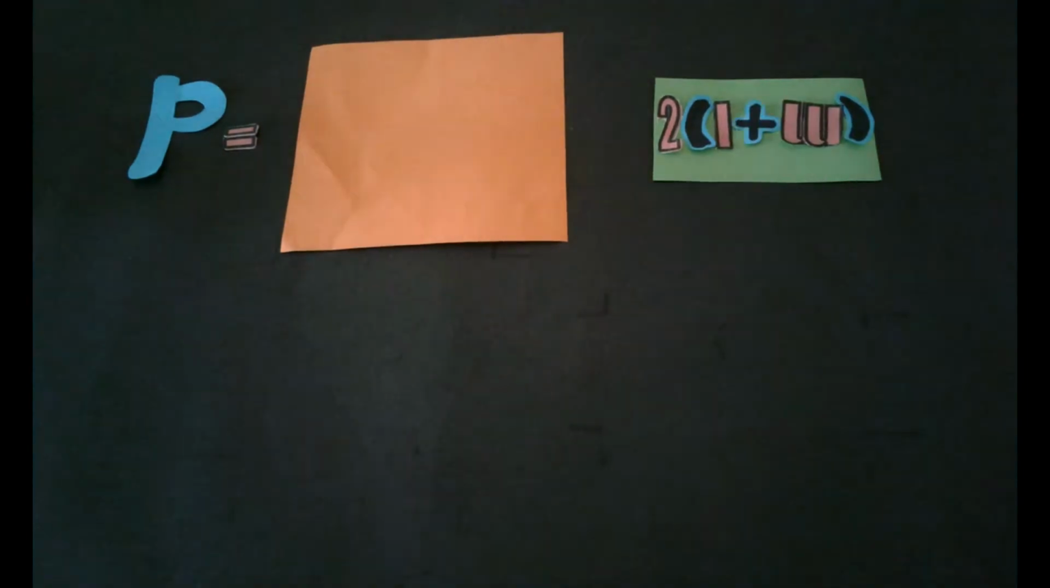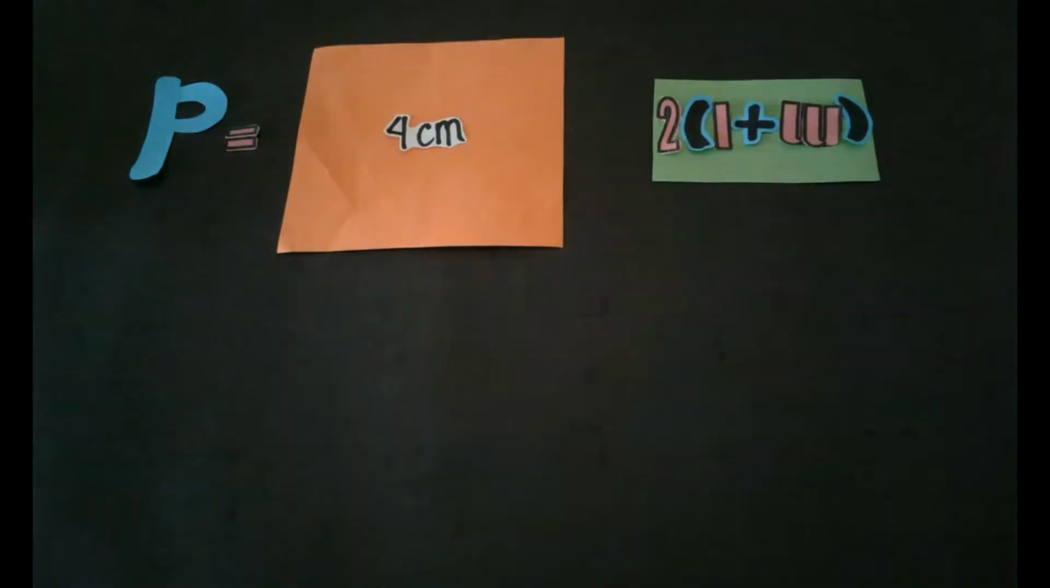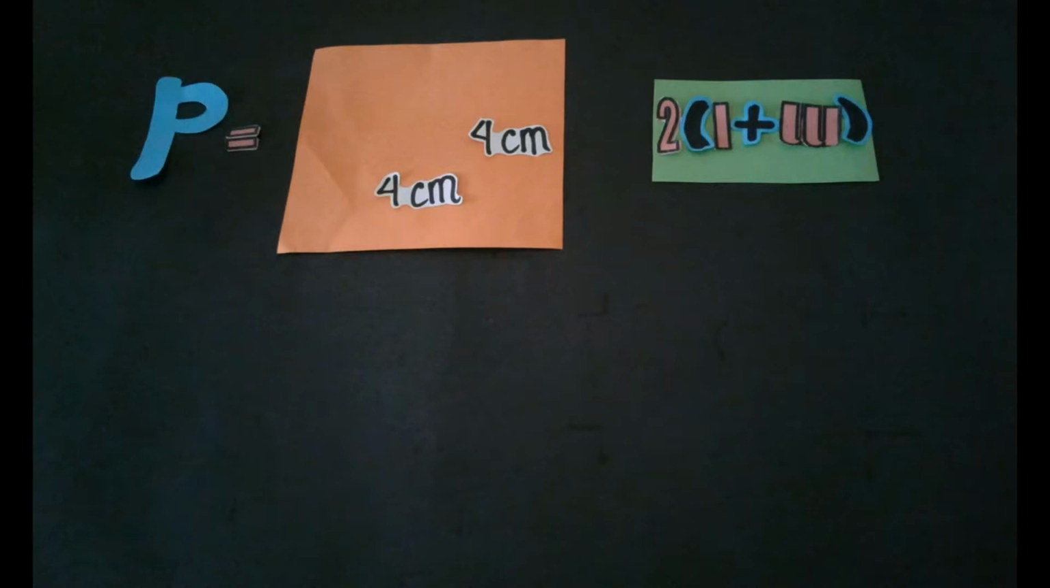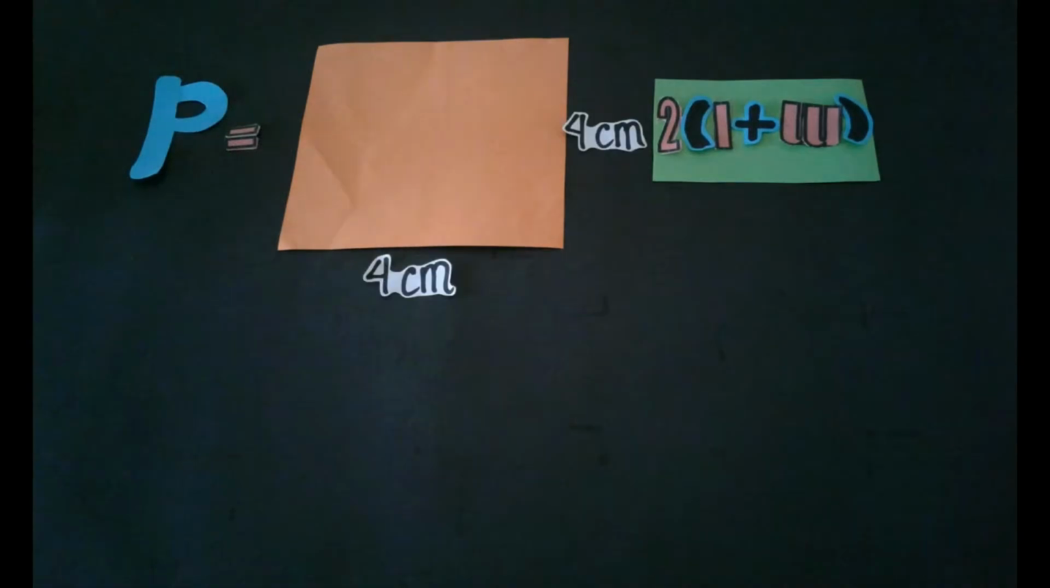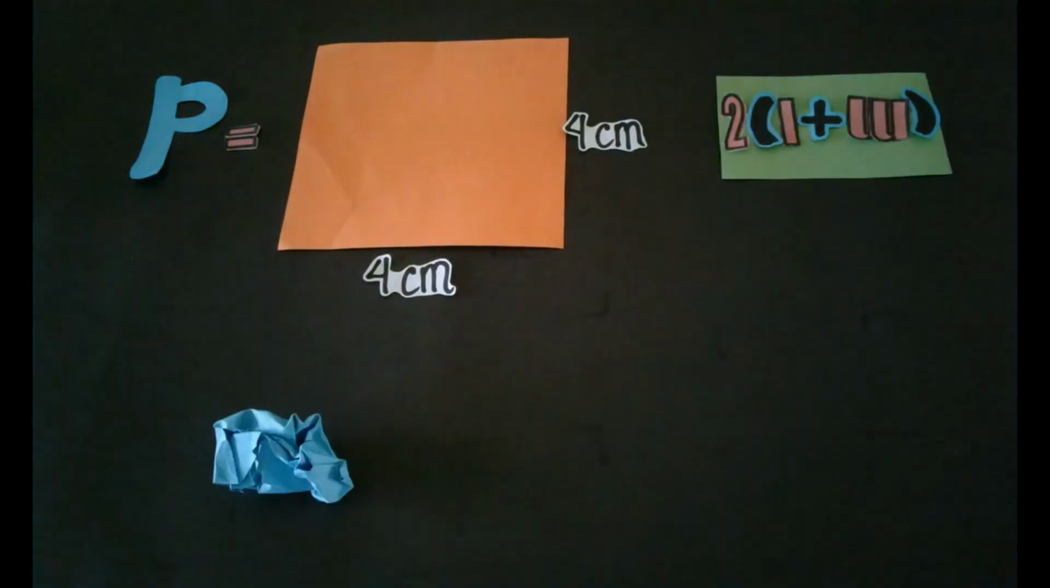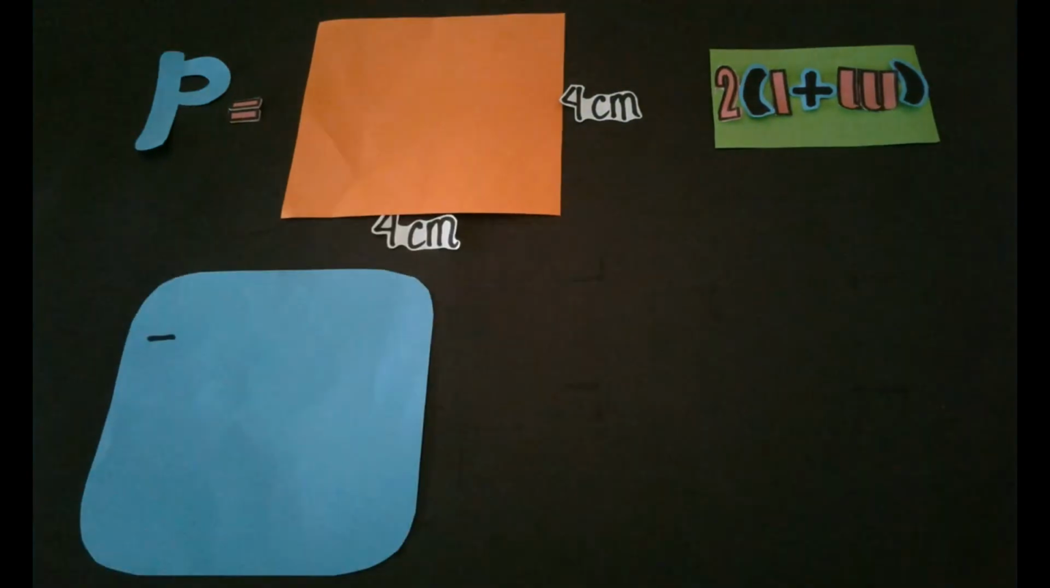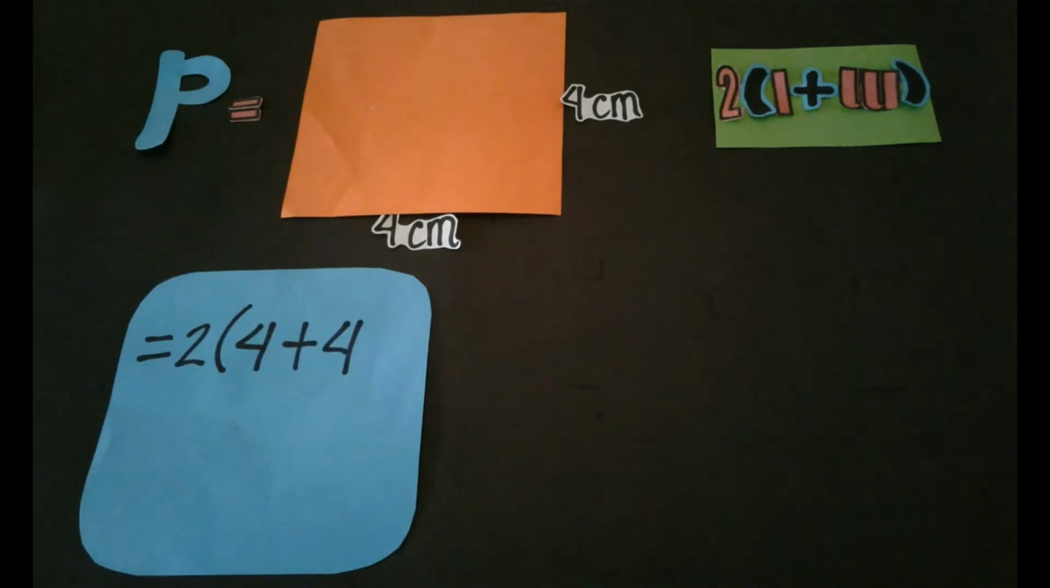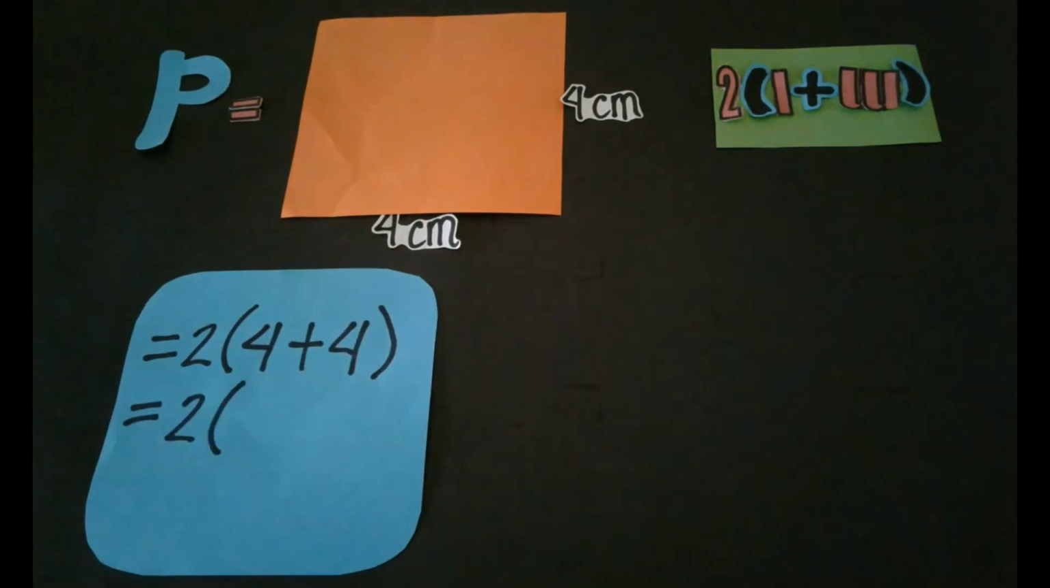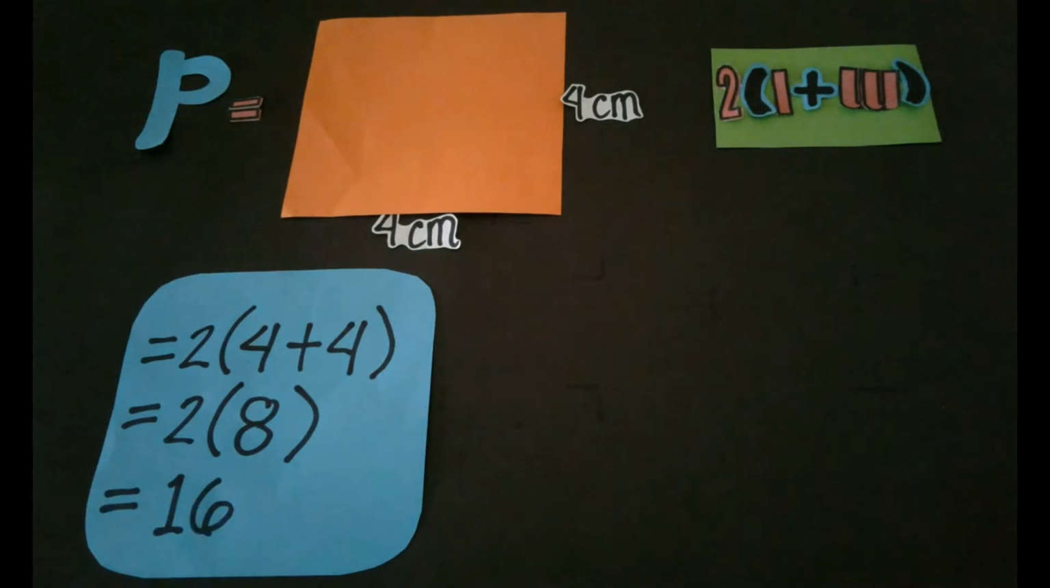So now, let's take an example. We can find the perimeter of the square using the formula in finding the perimeter of a rectangle. The square measures 4 centimeters in each side. We consider the lower part as the length and the right part as the width. So following the formula of the rectangle, which is 2 times quantity 4 plus 4, is equal to 2 times quantity 8, which is equal to 16.